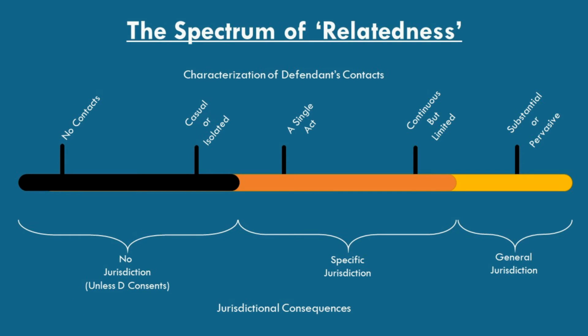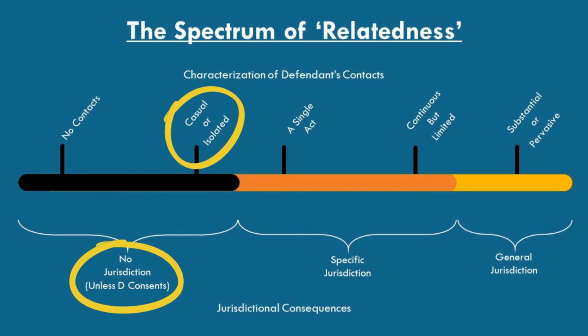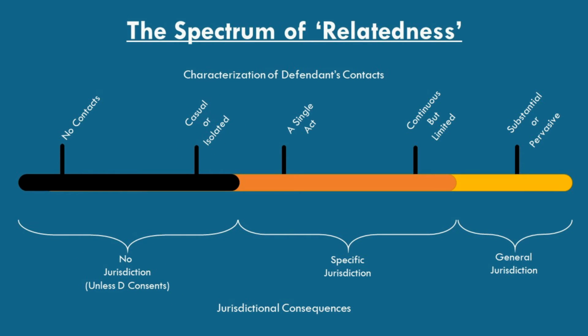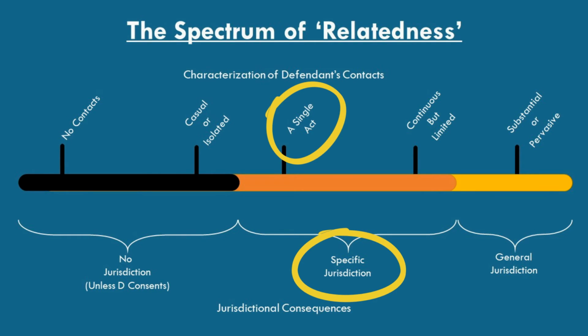The same jurisdictional consequences exist if the plaintiff's cause of action resulted from the defendant's casual or isolated contacts with the forum state. In that case, a court is unable to exercise PJ over him, but as with no contacts, if the defendant consents to the court's exercise of personal jurisdiction, then the court may do so. If the plaintiff's cause of action resulted from the defendant's single act within the forum state, then the court may exercise personal jurisdiction over him.